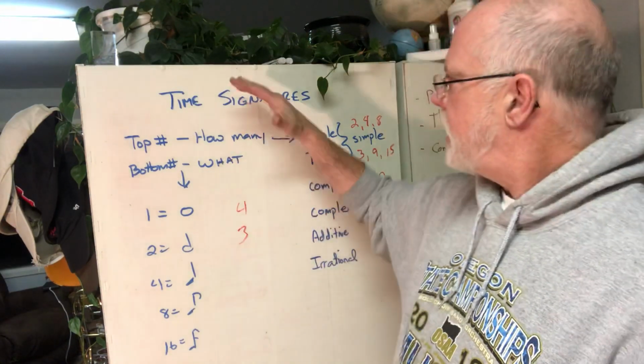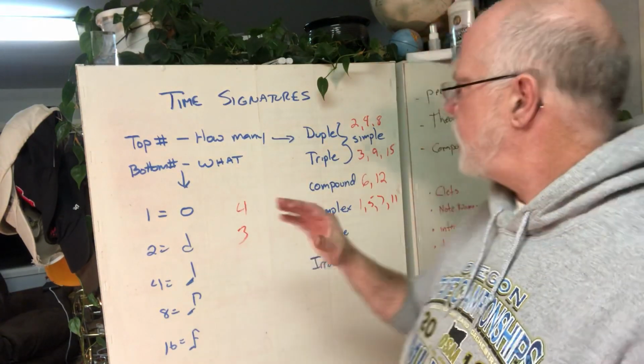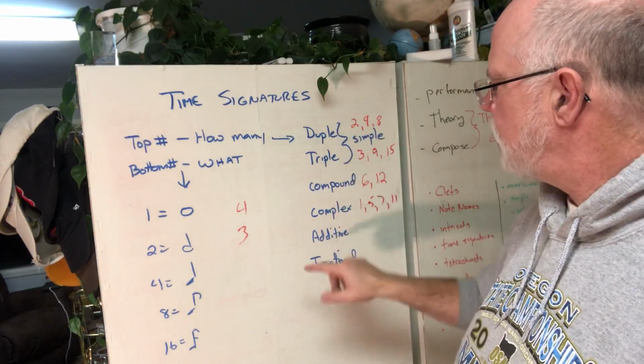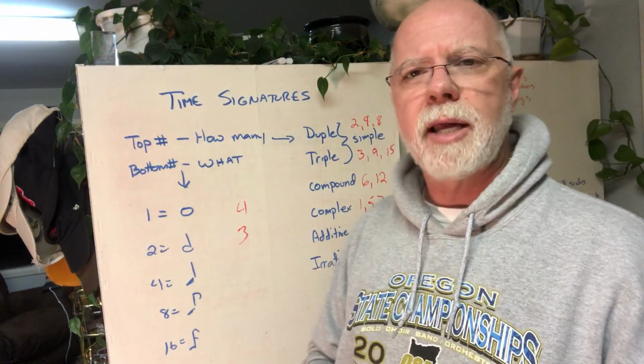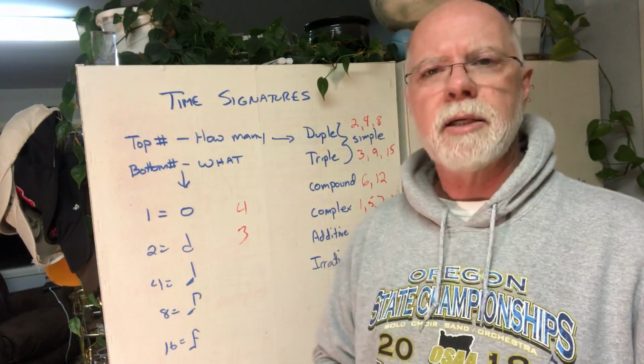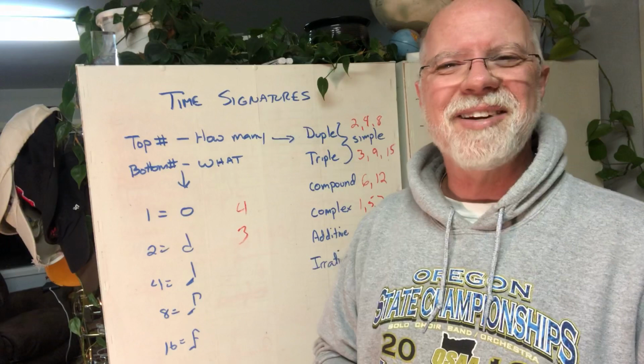All right, so again, these are our basic time signatures. We mainly deal with duple, triple, compound, complex, and we do deal with additive. I know in one ensemble, in percussion ensemble, we have had those additive ones. So that's another one that we can add, okay?